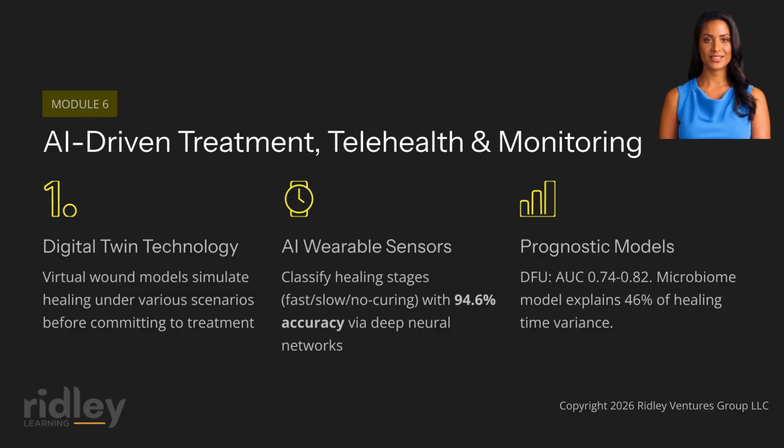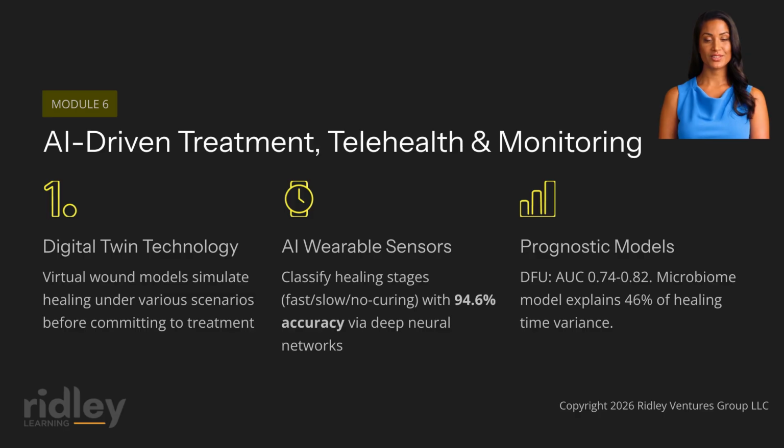This module examines the evidence for AI-driven treatment planning, clinical outcomes from AI-assisted interventions, telehealth effectiveness for wound care delivery, implementation strategies, and considerations for special populations and health equity. Digital twin technology represents an emerging frontier in wound care decision support. By creating virtual representations of individual wounds, digital twin platforms simulate healing processes under various treatment scenarios, letting clinicians compare predicted outcomes before selecting interventions.